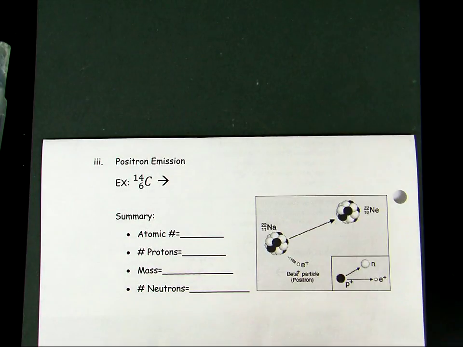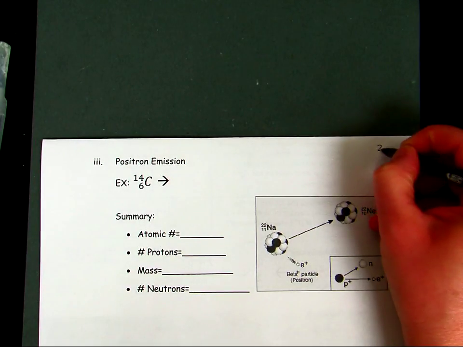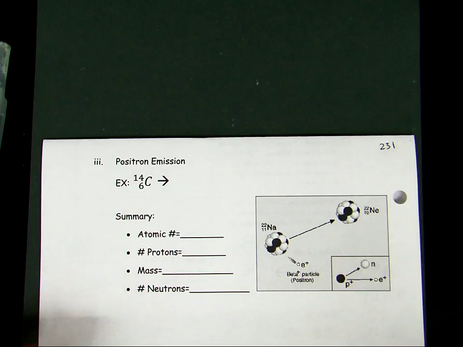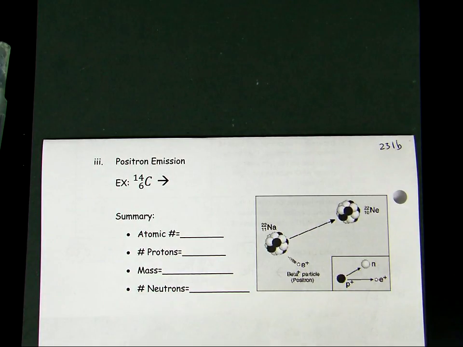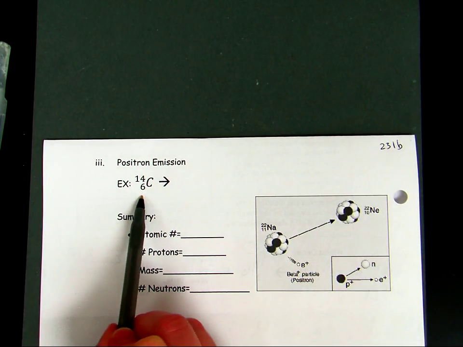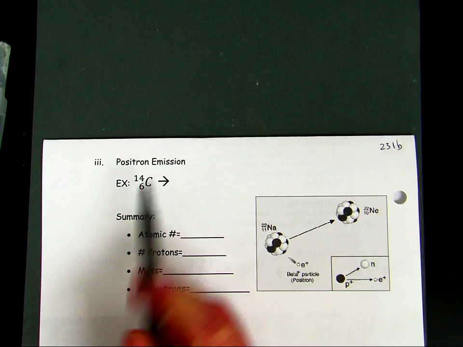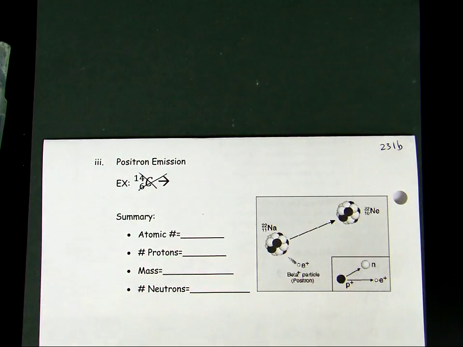So this is nuclear chemistry, page 231, looking at the positron emission. If you go and look on table N, we have a mistake here in the notes. You will see that carbon 14 does not go through a positron emission. So we need to make a correction.